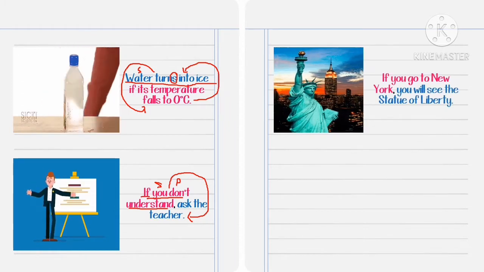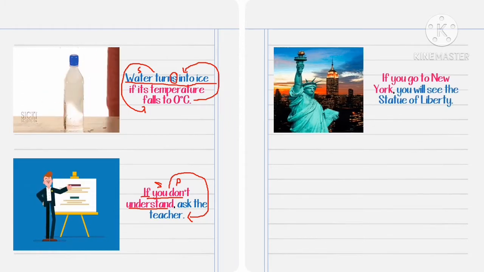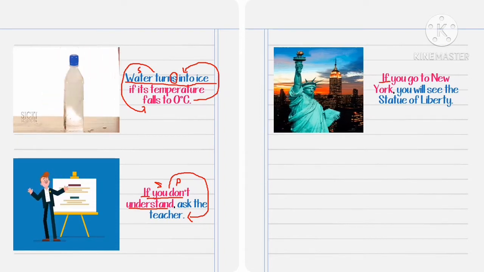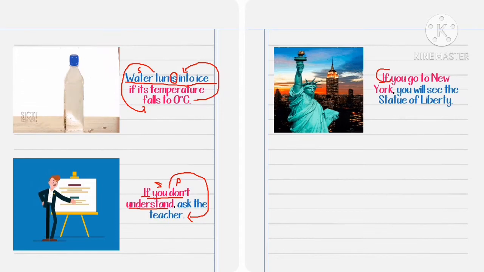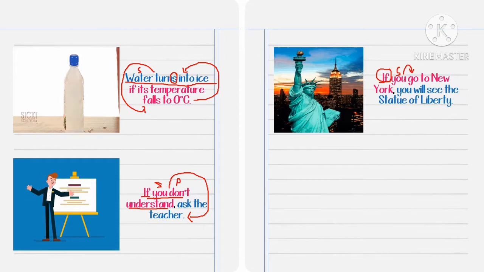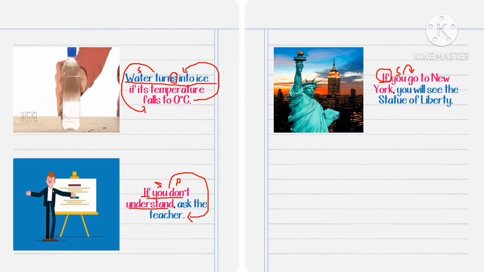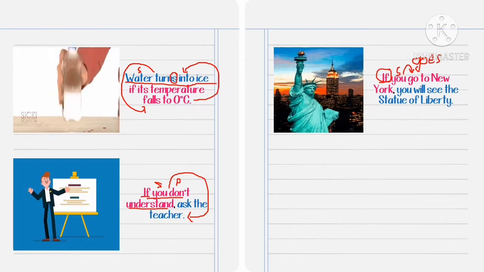Another, if you go to New York, you will see the Statue of Liberty. Again, we start again with the if. So, this is our if clause because we start with if, followed by the subject. You, singular, but takes the plural verb which is go. Ang plural ng goes ay go. Ang singular ng go ay goes. Okay, singular yan ng go.